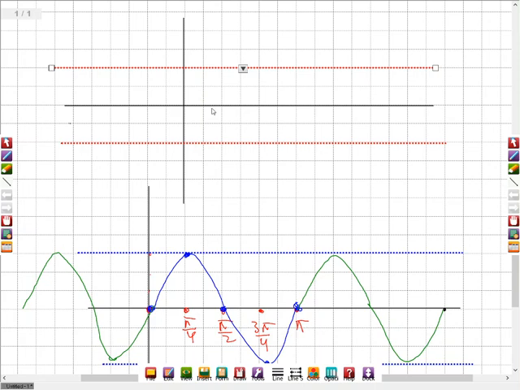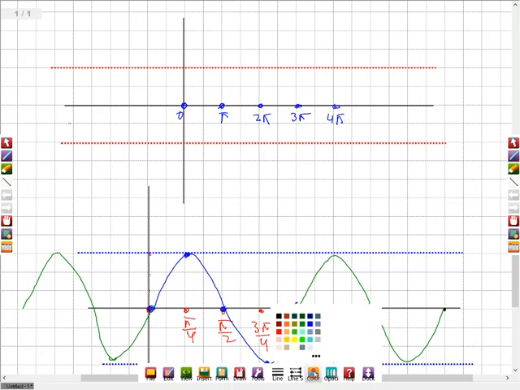Okay, what you have to do next, we're going to write our 5 points: 0, pi, 2 pi, 3 pi, and 4 pi. My function starts at negative 2. At negative 2. At 0.